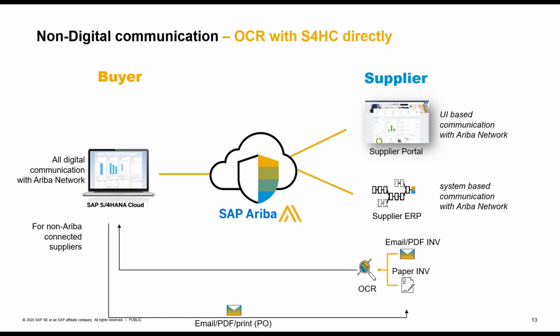OCR can be fed either via emails with a PDF being sent as an invoice, or paper-based invoices which are scanned and then go through OCR to get this input in. And as a last option, it is possible to connect OCR with the Ariba network in the form of Ariba OpenICS. And with that, you actually get a document-based communication into the Ariba network.